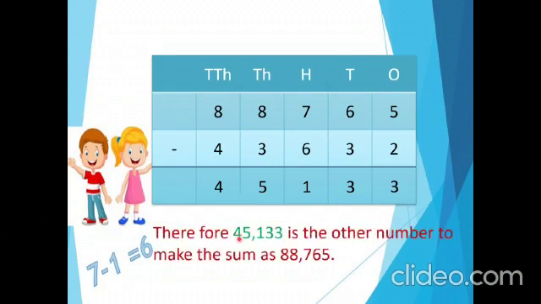What is that, children? That is, 45,133 is the other number to make the sum as 88,765.